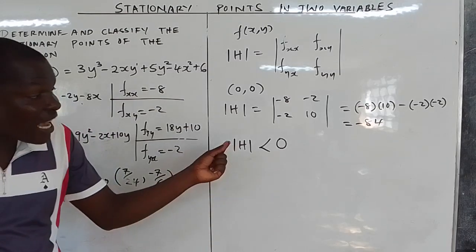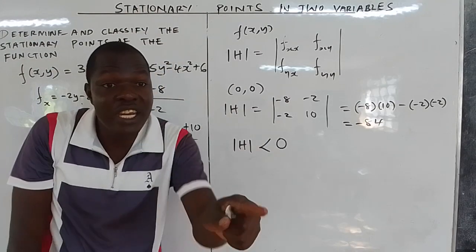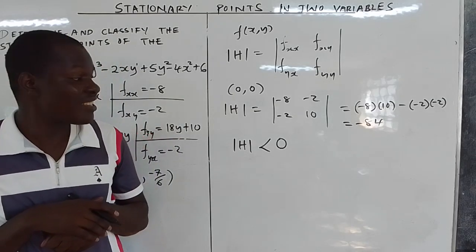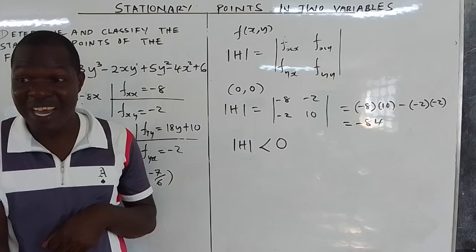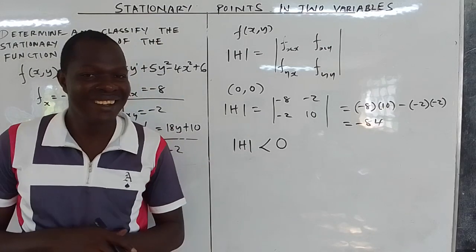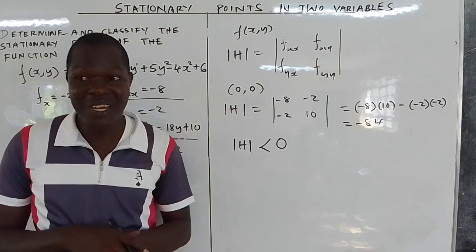We said when the determinant of the Hessian matrix is greater than 0, it is a turning point. Remember, it is the discriminant. When the discriminant is less than 0 is when you get a turning point. But for the Hessian matrix, when it is less than 0, it is a saddle point. Are we together? Are you seeing the difference?